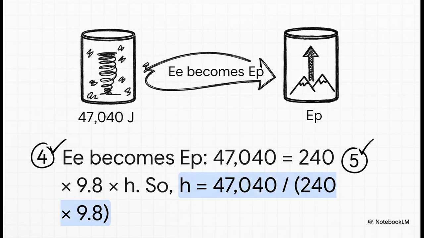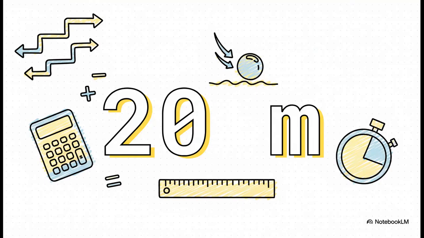Now for the real physics magic. This is for marks 4 and 5. We make a really important assumption, that all of that stored elastic potential energy gets converted perfectly into gravitational potential energy when the pod flies up. So we set our total EE equal to the formula for GPE. Then it's just a little bit of algebra to rearrange the equation to find h. And here we go, the 6th and final mark, the grand finale. We just need to run the numbers. That's 47,040 divided by 240 times 9.8, and our final answer is 20 meters. 6 steps, 6 marks. Job done.